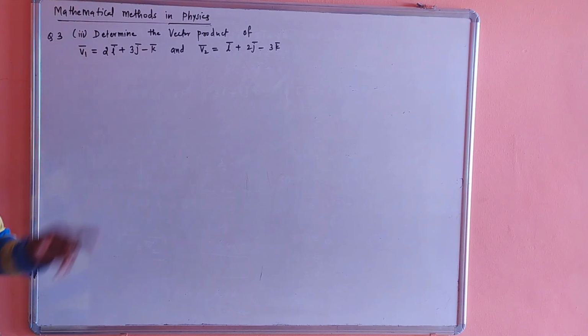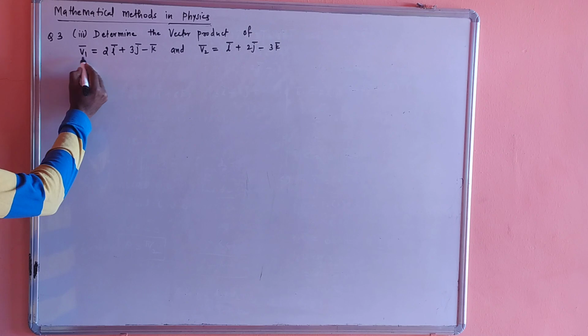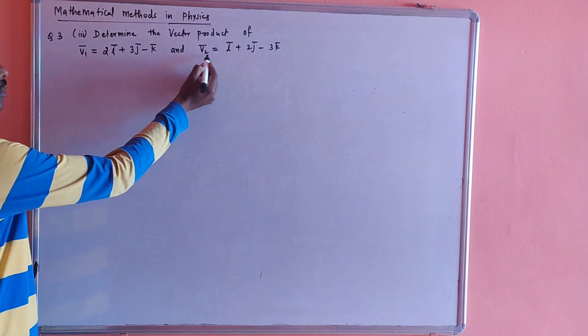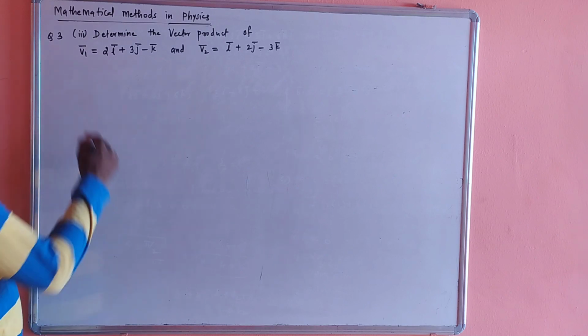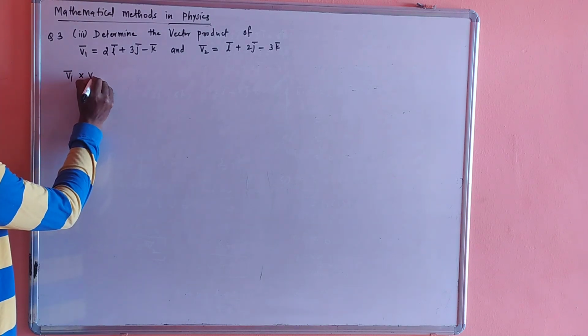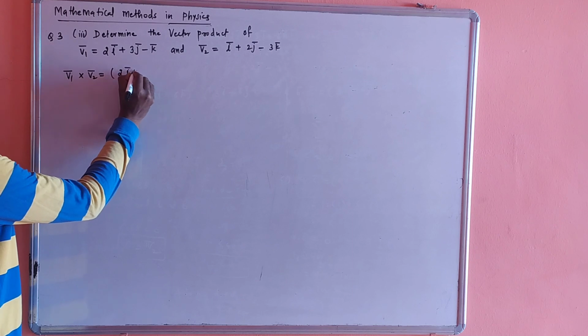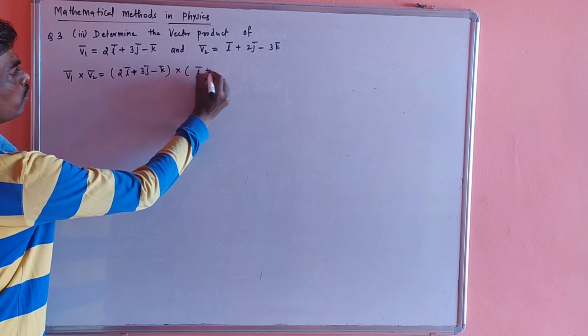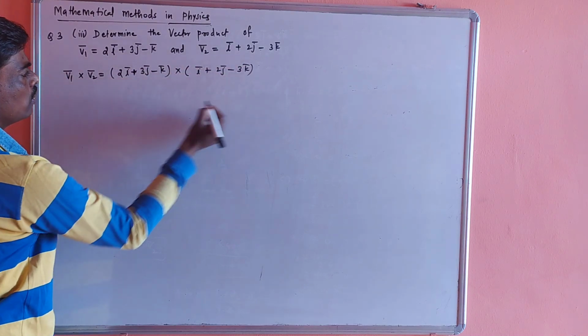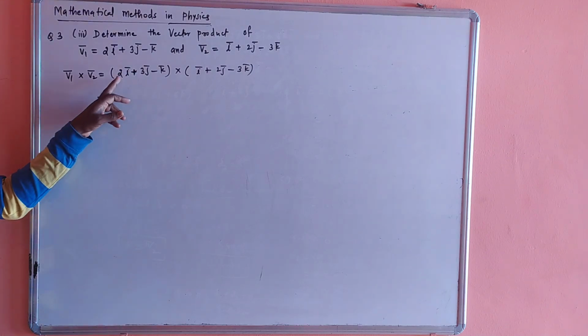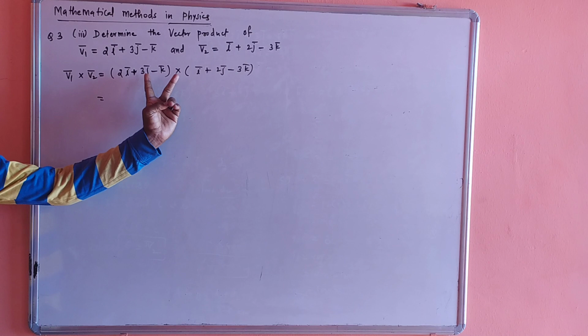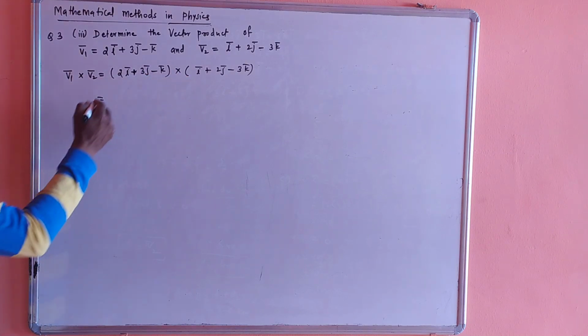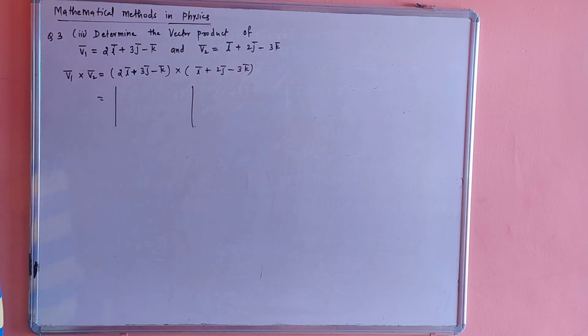This is problem number 3 from question 3, and the chapter is mathematical methods in physics. Determine the vector product of vector v1, 2i plus 3j minus k, and vector v2, i plus 2j minus 3k. So we have to take vector product, means cross product. In first bracket 2i plus 3j minus k, and in second bracket i plus 2j minus 3k. So we can solve this by two methods. Either the cross product of these two brackets we can take, or we can solve by this determinant method.